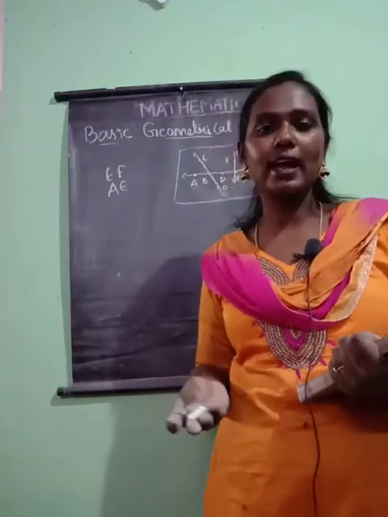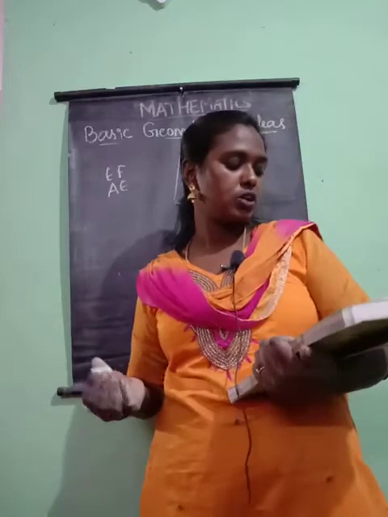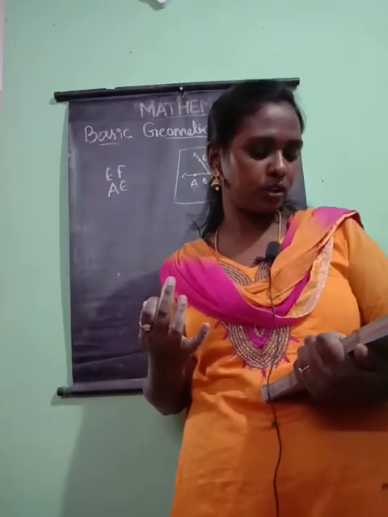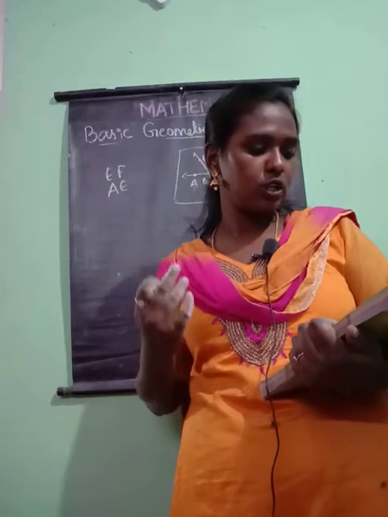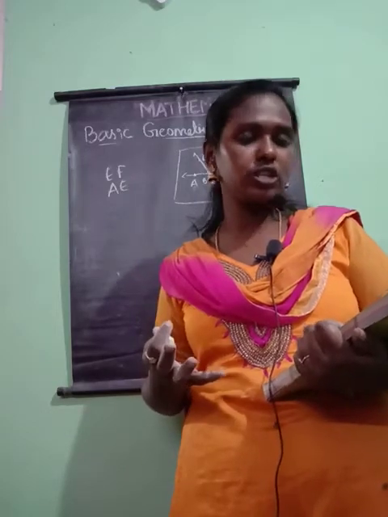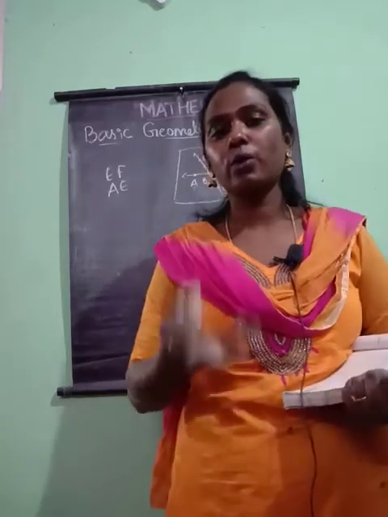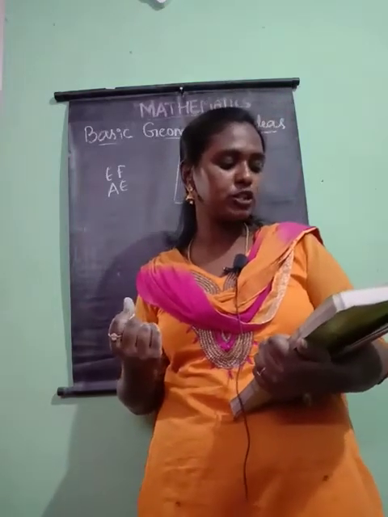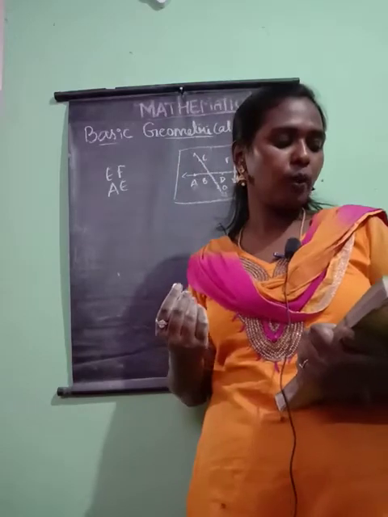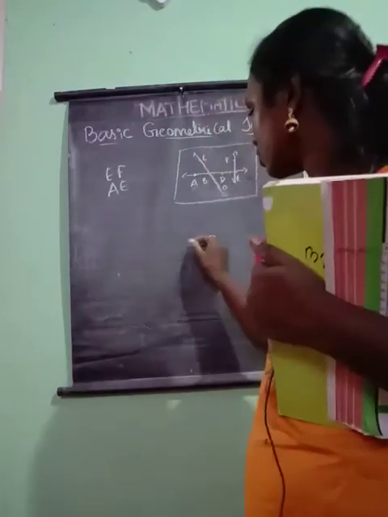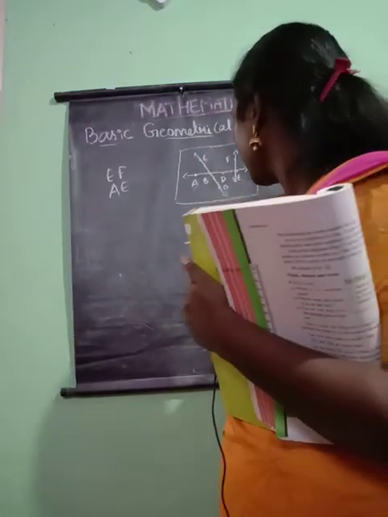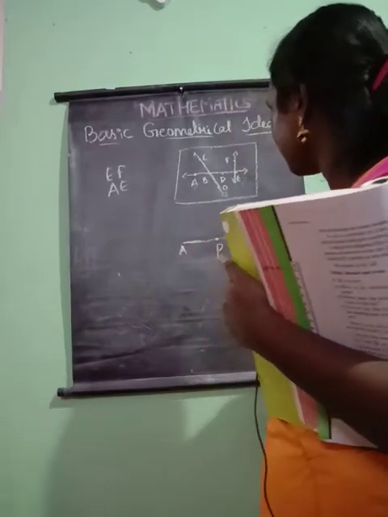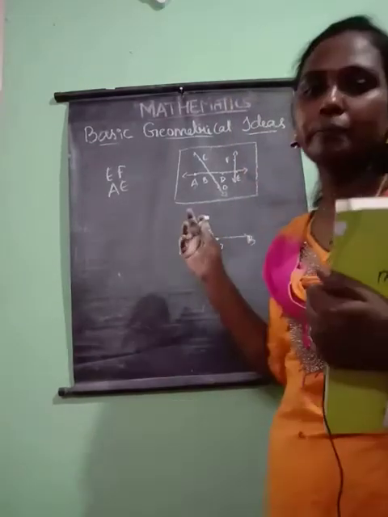Okay, and the last, fifth question. The sixth question I want you to solve by yourself. Okay, the fifth question I will solve. So draw a rough figure labeled suitably in each of the following. Point P lies on AB. So this is the line AB, on which point P lies.